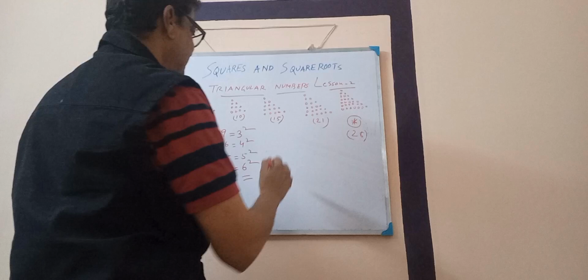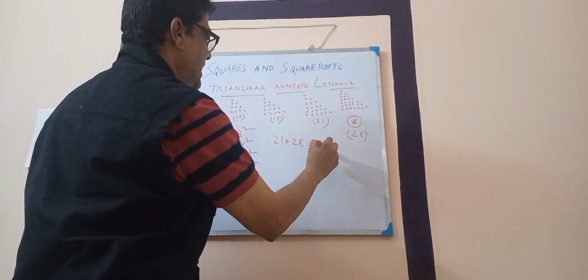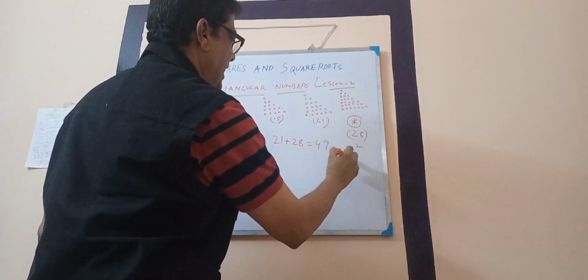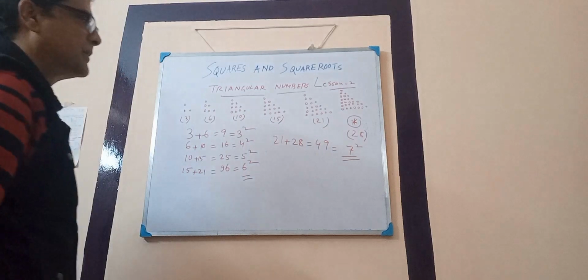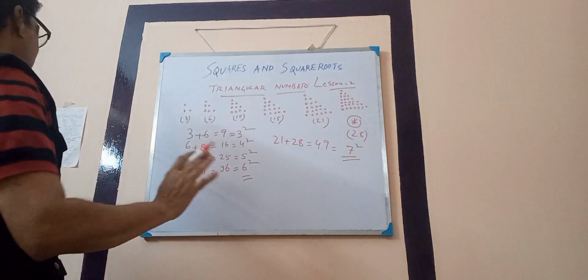So if I add 21 plus 28, that means 49. This is also a square, the square of a particular number. So this is one concept.